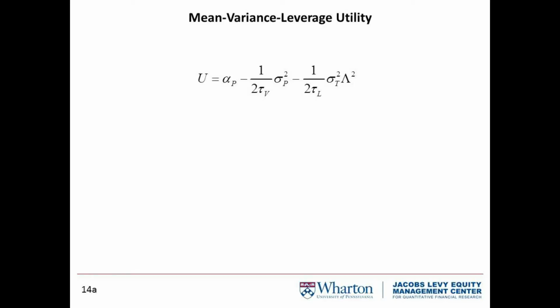So as Ken said, we're going to talk now about mean variance leverage analysis. So we need a mean variance leverage utility function. And the first two terms will be familiar because they're from mean variance analysis. The first term is a preference for higher expected return. The second term, which has a negative sign, is an aversion to volatility. And the third term, which also has a negative sign, is an aversion to leverage risk.